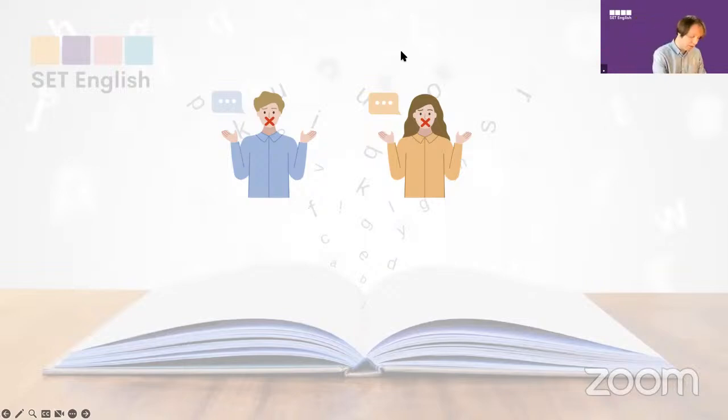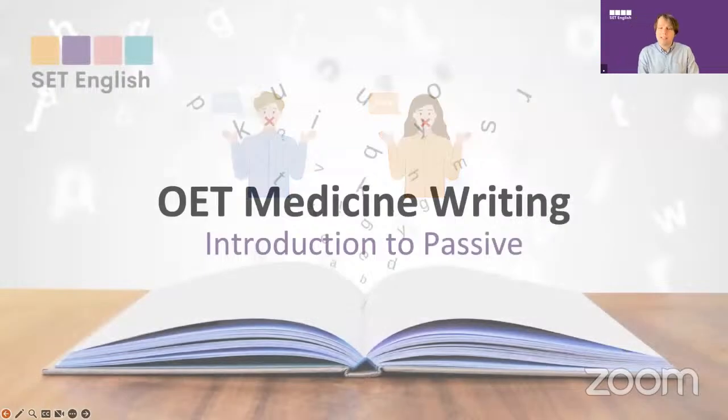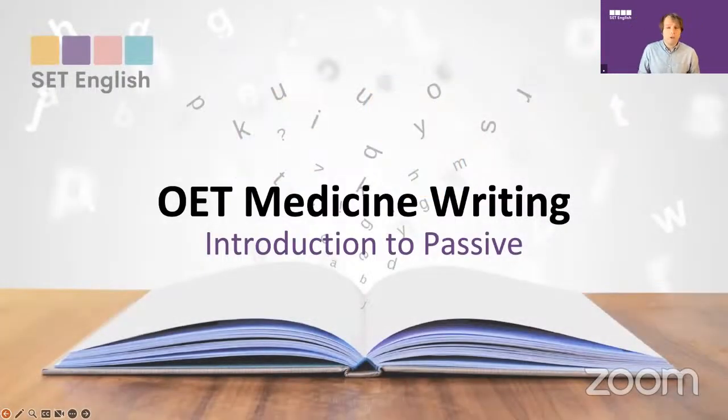Obviously, we're all trying to study here, and it should be fun, but it should be serious. Okay, so here we go. I'm starting the recording. All right, welcome everyone. This is OET Medicine Writing. We're going to look at the passive voice this week. It's probably the most important thing you need to know for grammar, for OET writing. You use it all the time as a doctor in your letters and probably in other situations as well.